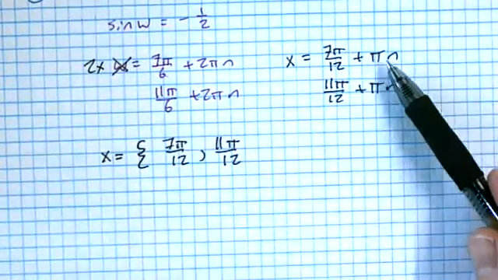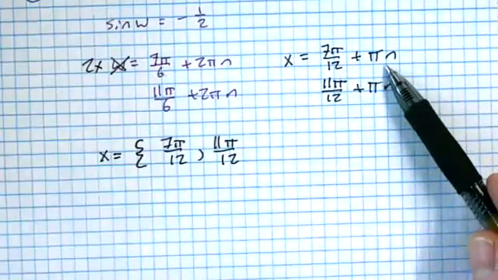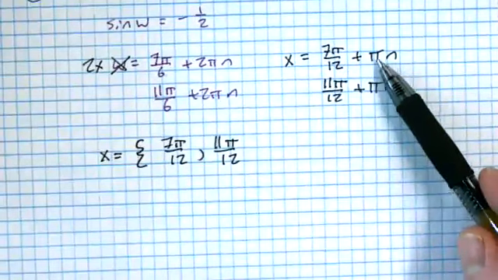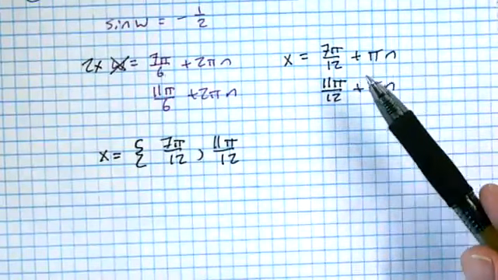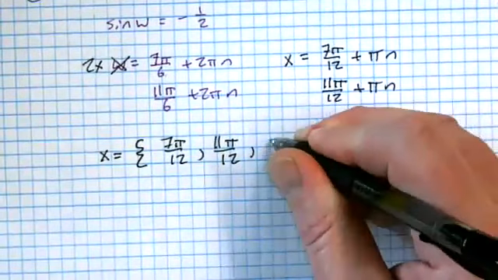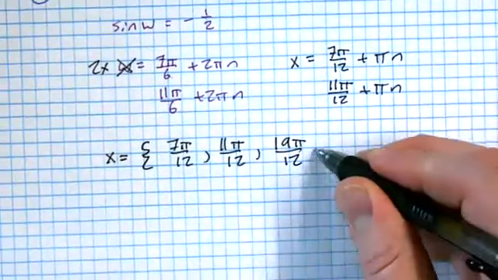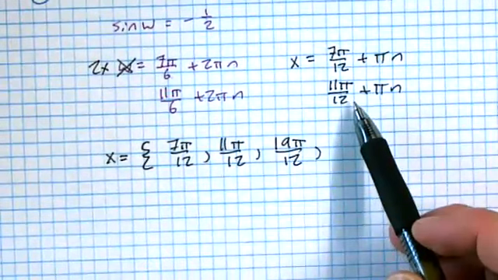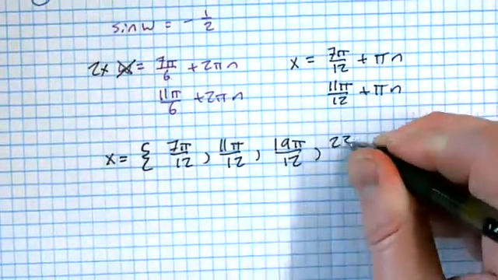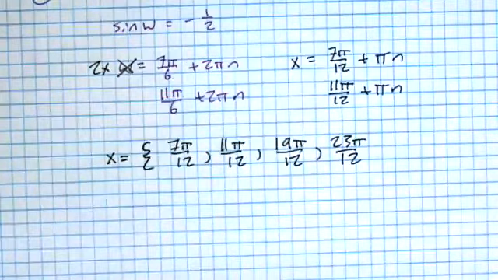What if I added pi onto 7 pi over 12? What would that give me? 19 pi over 12? This is 12 pi over 12. Is 19 pi over 12 between 0 and 2 pi? It is. We're going to need to include that also. What if I added pi to 11 pi over 12? 23 pi over 12? And that's between 0 and 2 pi also. Man, so we ended up with 4.